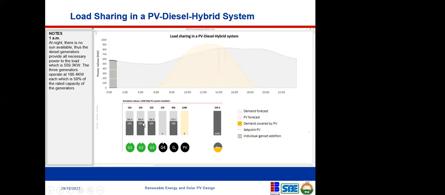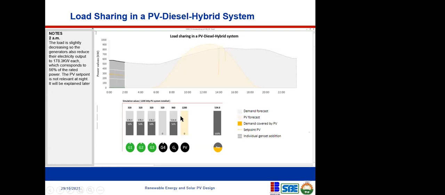So you have 3 generators running to be able to meet this load of 559. It is shared among these 3 generators, and they are all operating at 58% of their rated capacity. That's what is happening here.